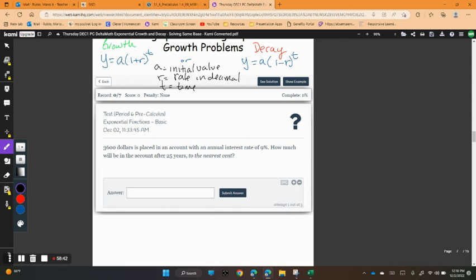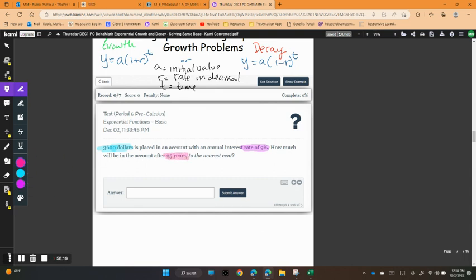So let's take a look at this first problem that I pulled directly from Delta Math. It says, let me use the highlighters. $3,600 is placed in an account with an annual interest rate of 9%. So that's our rate. How much will be in the account after 25 years?